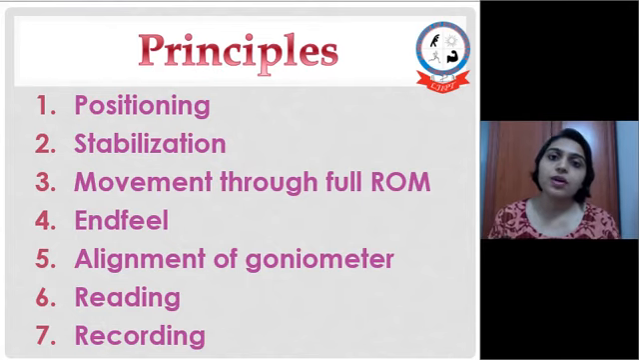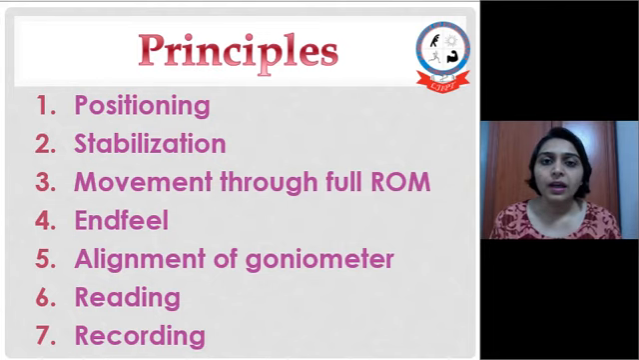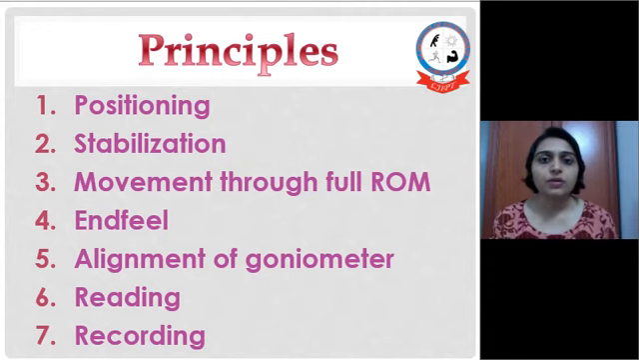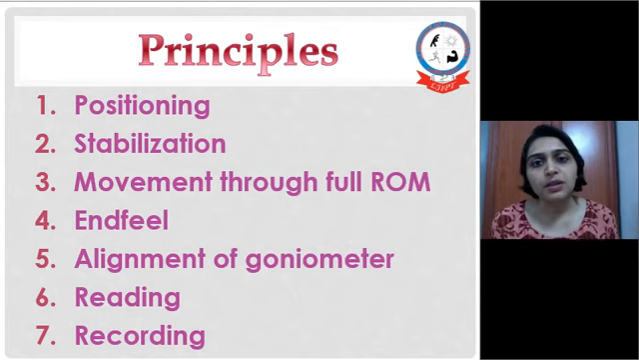Normal end feel also has some subtypes like soft end feel, firm end feel and hard end feel. So the therapist should have knowledge of which joint should have a normal soft, firm or hard end feel. If that is not felt where it should be, that means it is an abnormal end feel.